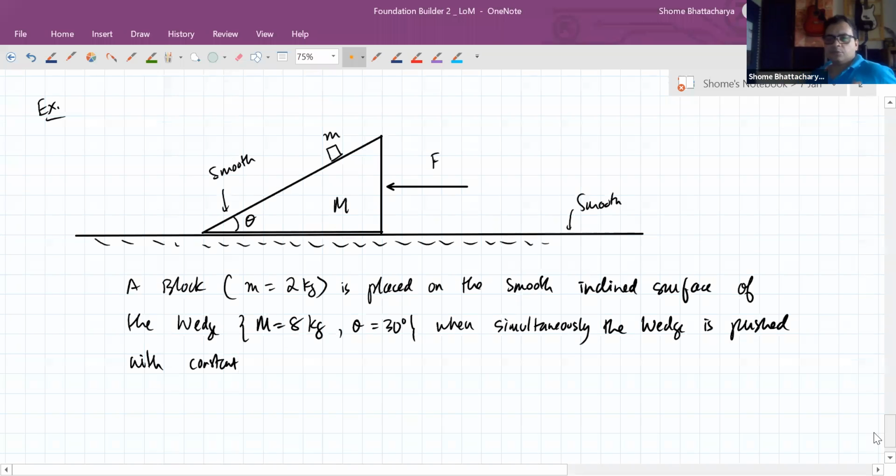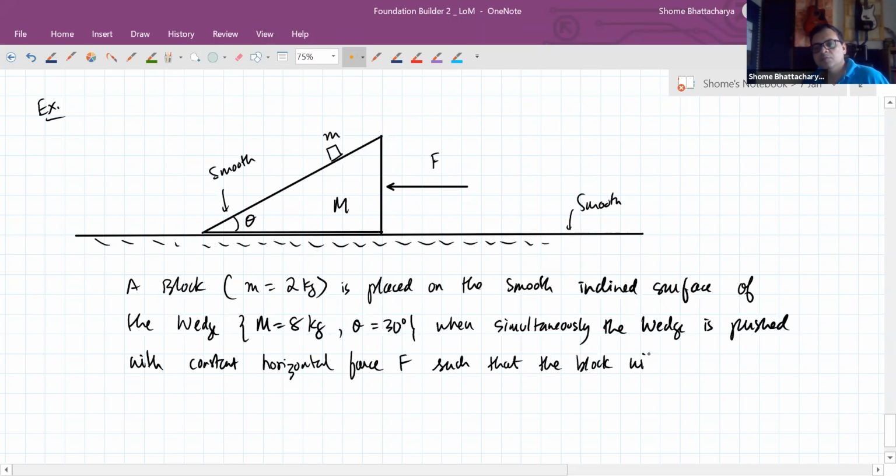Okay, so let's come back to this question. So what's happening in this situation here is that we have this triangular wedge which is placed on this smooth horizontal surface, and we place this block gently on it, and simultaneously the wedge is pushed with a constant horizontal force F, such that the block will remain stationary with respect to the wedge.